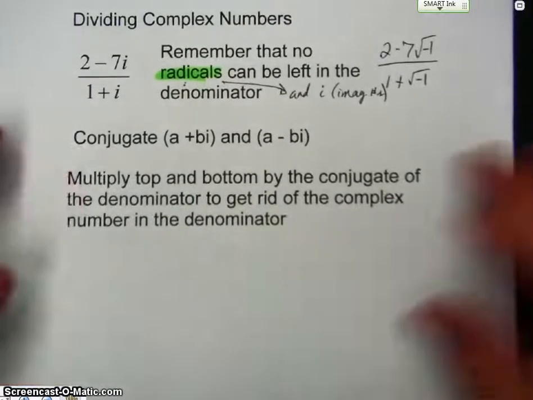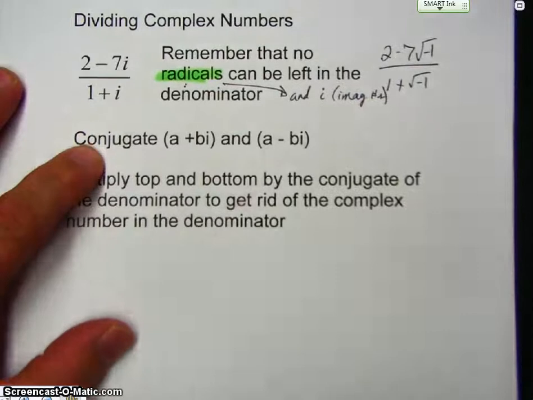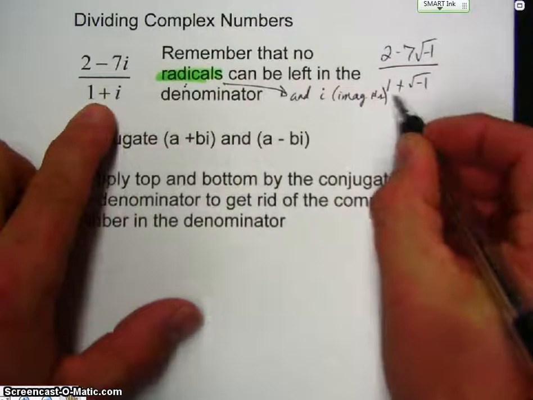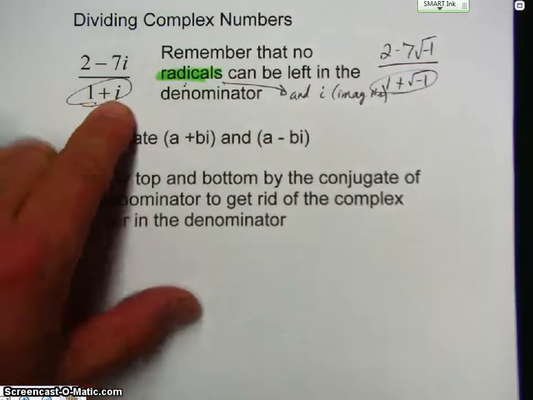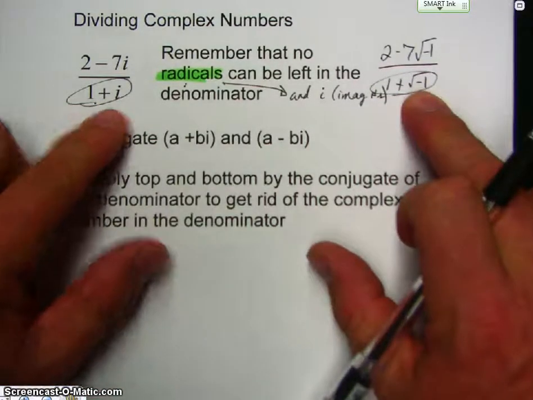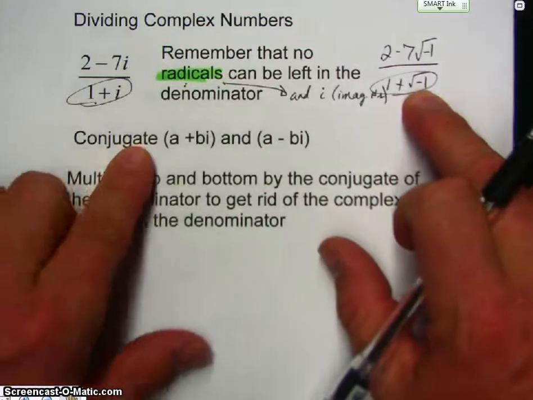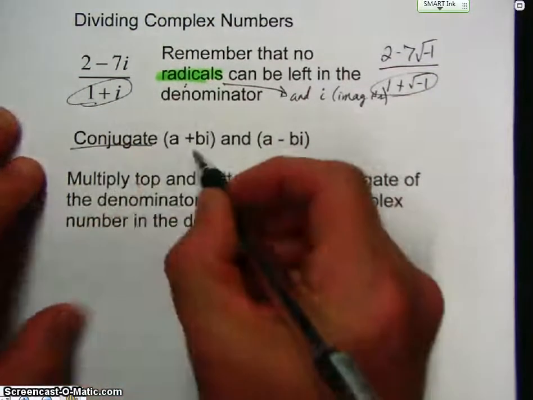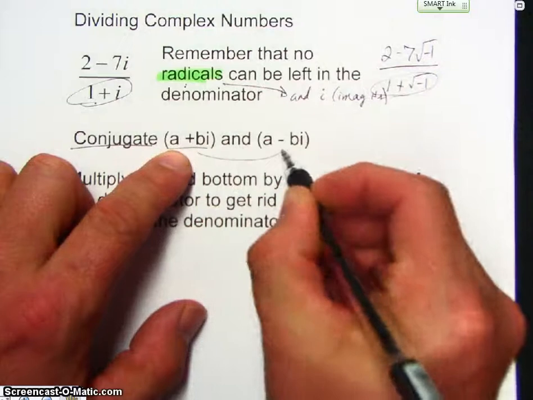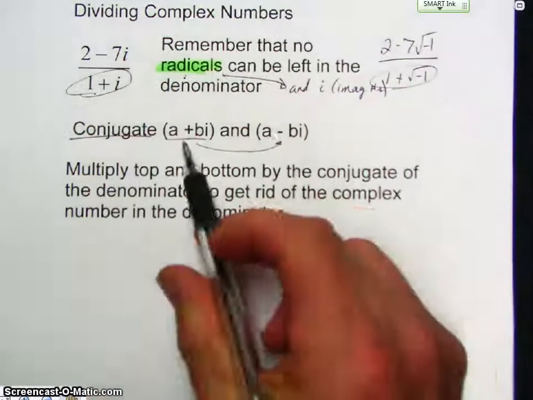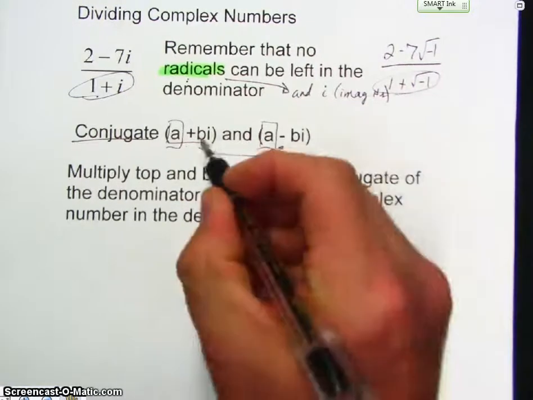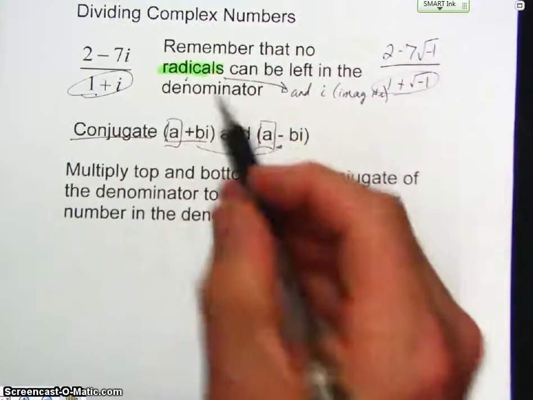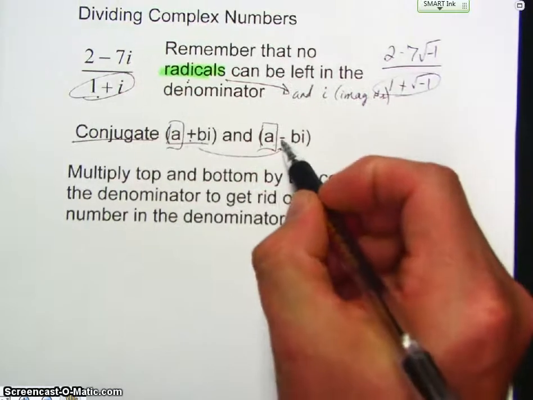So that takes us to the next part, the conjugate. Because if you notice, the denominator has more than one term. So in order to get i out of there, or the radical out of there, when there's more than one term in the denominator, we have to multiply by the conjugate. Conjugate means whatever I have, I change it. What's the difference between these two? A is the same, B and B, i and i, but the only thing that's different is this one's positive and this one is negative.